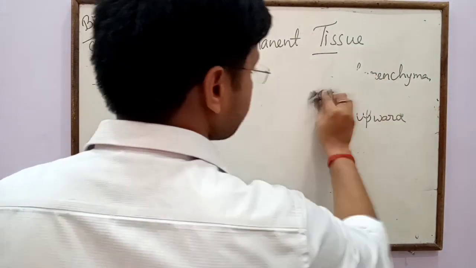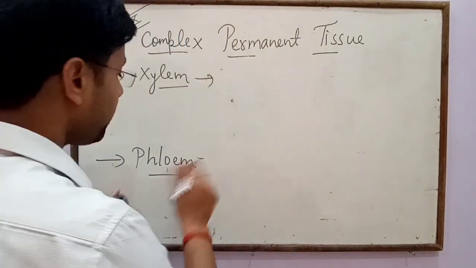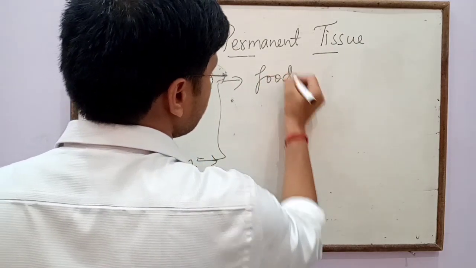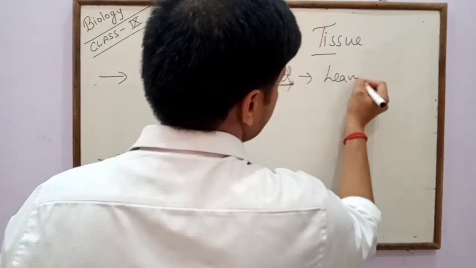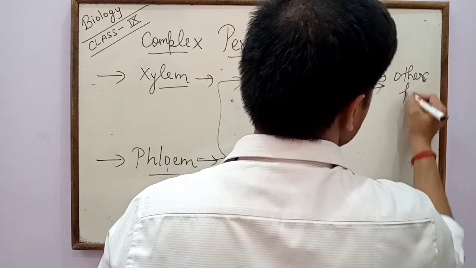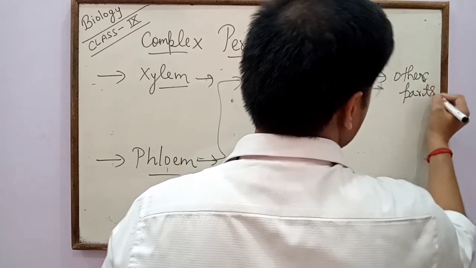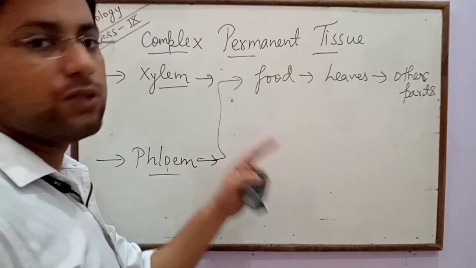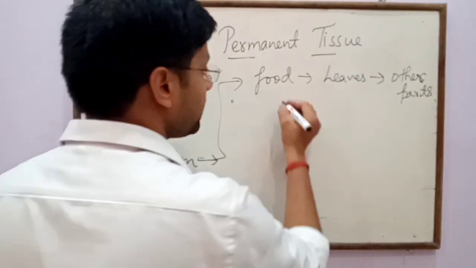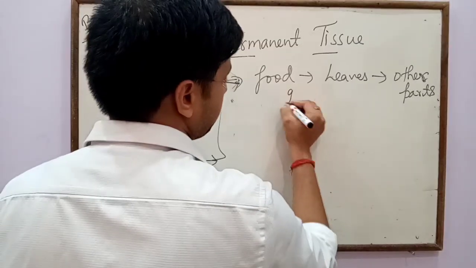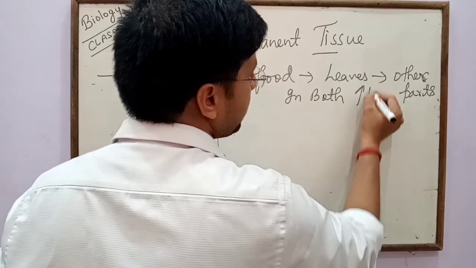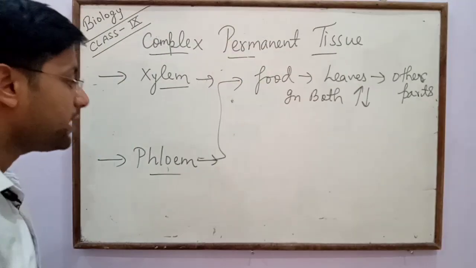Phloem is responsible for conduction of food from leaves to the other parts of plants. So it conducts food from leaves to the other parts, and phloem conducts food material in both directions, that is the upward direction and downward direction.